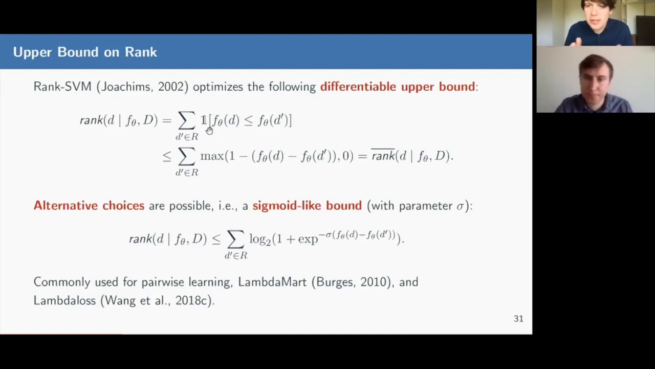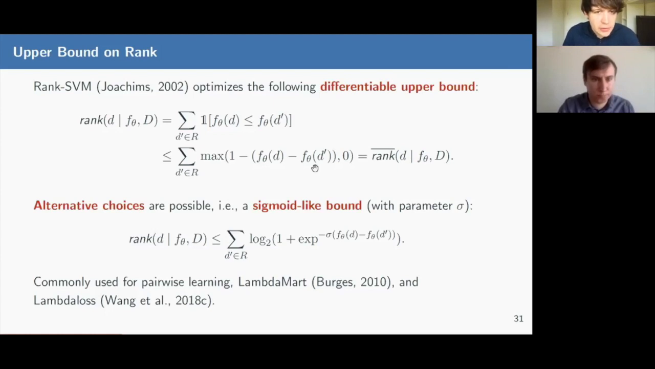That still doesn't help us because this still isn't a differentiable function. It's equal to the rank. But you can quite easily use a hinge loss to create an upper bound, which is the following. Again, we're going to rank over all these documents, but now we're going to take a maximum operation. So we're going to take either 0 or 1 minus the score difference between two documents. And we're going to sum over that.